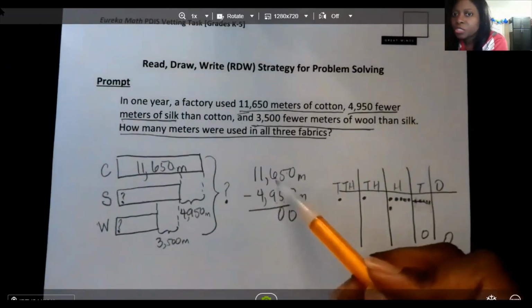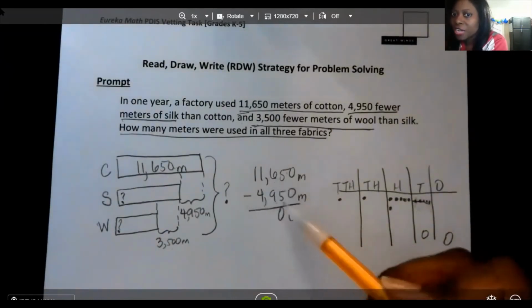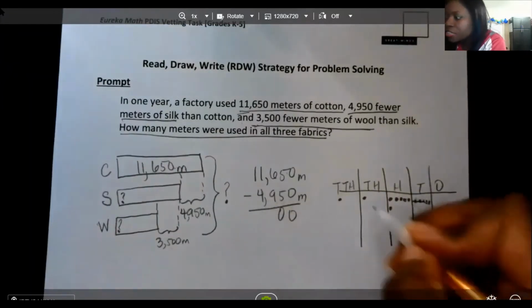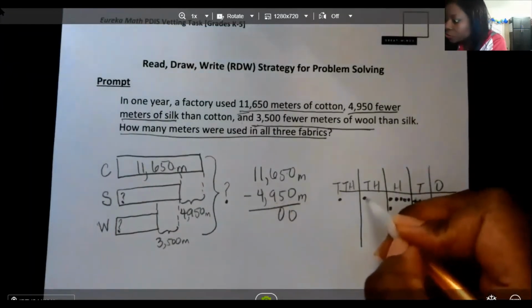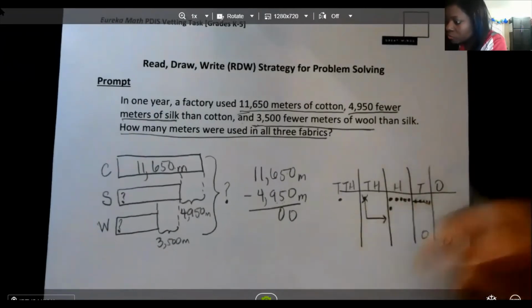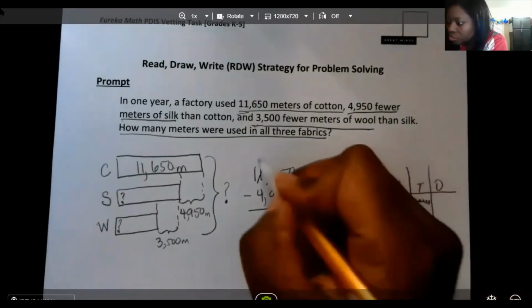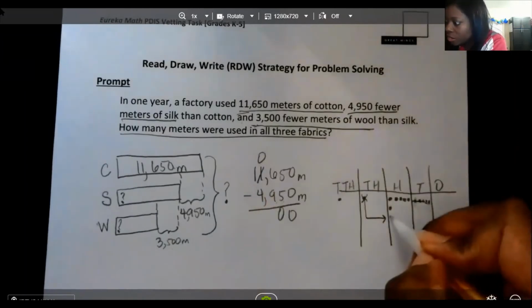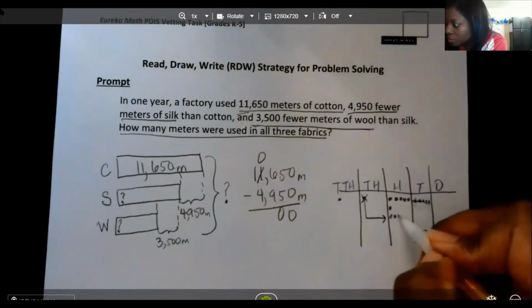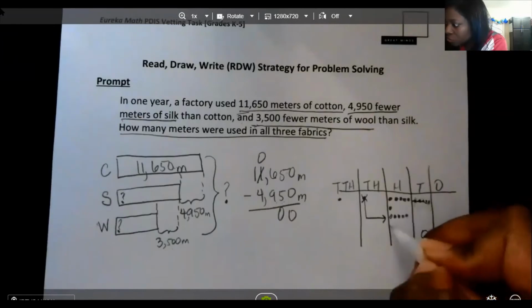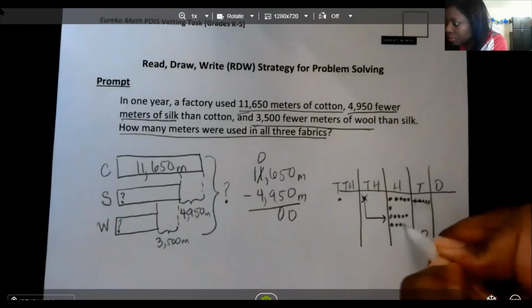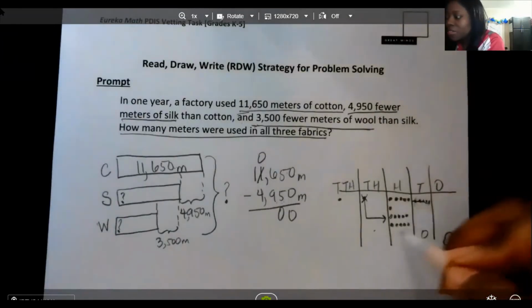900s from 600. So I have 600s. Can I take 900s from them? No, what I need to do is unbundle 1,000. So I'm going to unbundle one of the thousands. So I have 0 thousands now. And when I unbundle it, it's going to give me 10 hundreds.